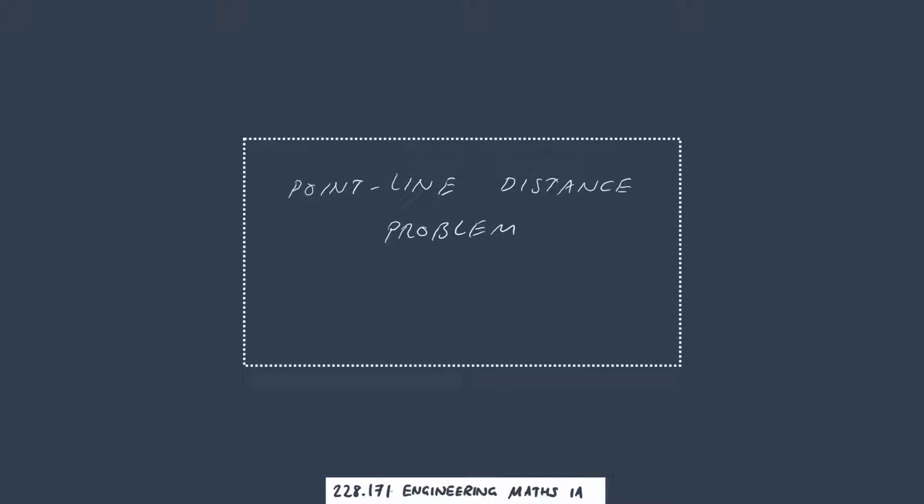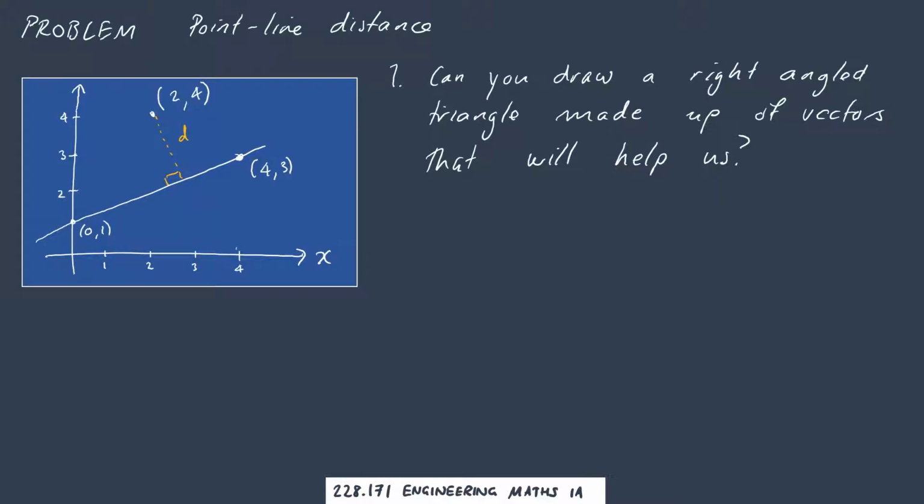Welcome back. We're just going to take this video to finish off the question that we started in class on calculating the distance from a point to a line. So we'd set up this problem where we had a point here in space, 2, 4, and we were interested in how close this point was to the line connecting these other points 0, 1, and 4, 3. And by how close we mean if we drop down a line perpendicular to this other line, i.e. at right angles to it, what is the distance d between our point and this line?